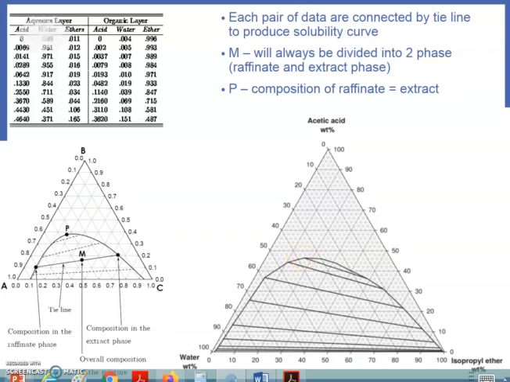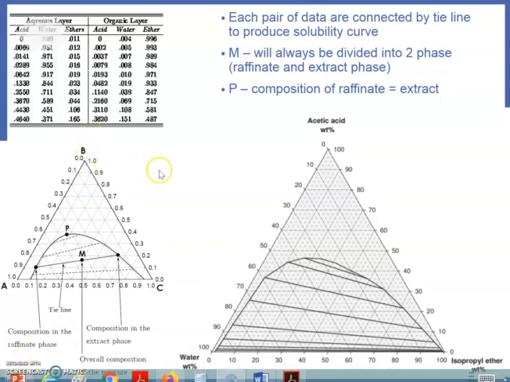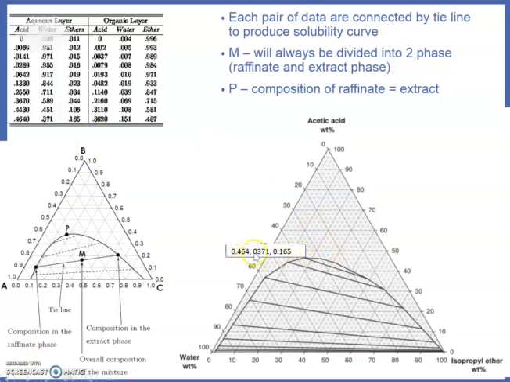As you can see, this first point corresponds to this value. So it should be 0.464, 0.371, 0.165, as we have calculated from all three scales. Next we are going to plot this point. 0.362 of acetic acid, meaning 0.1, 0.2, 0.3, so 0.36 is around here. And then we have 0.151 of water.